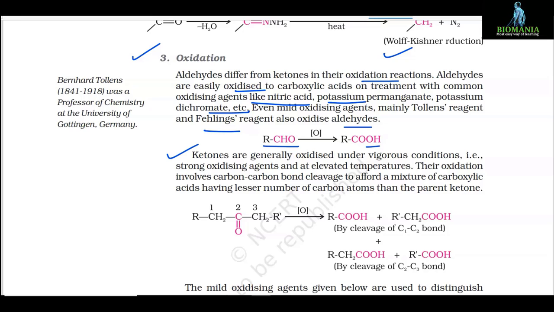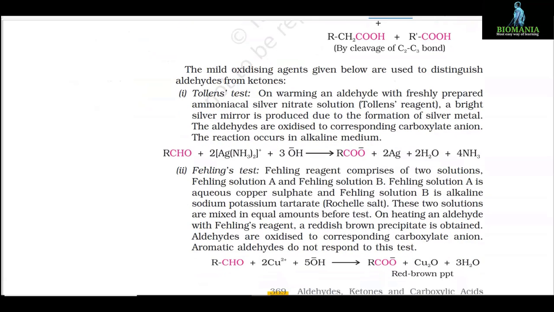Ketones are generally oxidized under vigorous conditions, that is a strong oxidizing agent, and at elevated temperature. Their oxidation involves carbon-carbon bond cleavage to afford a mixture of carboxylic acids having a lesser number of carbon atoms than the parent ketone. The mild oxidizing agents below are used to distinguish aldehydes from ketones.